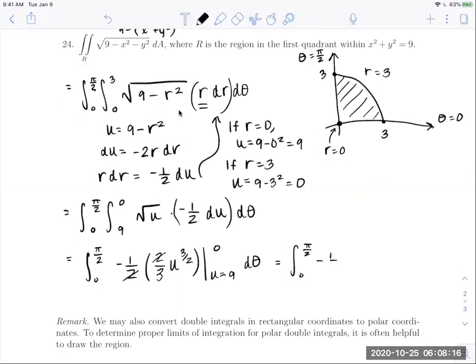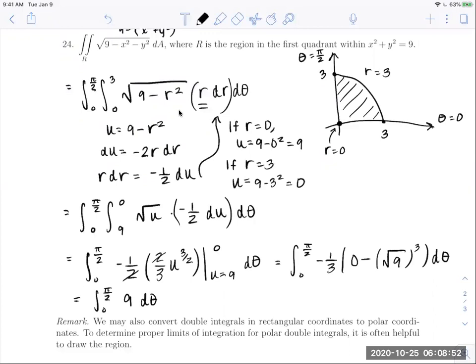So here's my negative 1/3. When I evaluate at 0, I get 0. And then u to the 3/2 is the square root cubed. So I'm going to plug in 9 in that way. Oops, that's not a du, that's a d theta. And so the square root of 9 is 3. 3 cubed is 27. I have a double negative, which makes it positive. 27 over 3 is 9. So there's a lot of arithmetic there, but when the dust settles, this becomes just a 9 d theta.